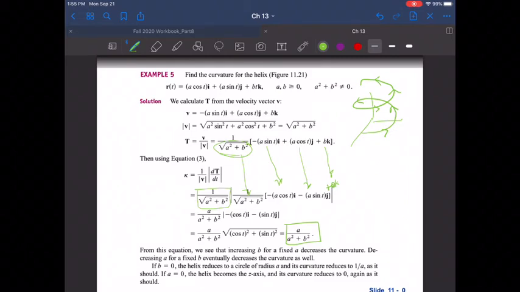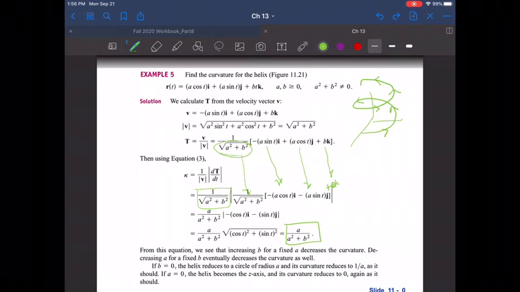All right, so from this equation, we see that increasing b for a fixed a decreases the curvature. And then decreasing a, so that's the radius of our circle, for a fixed b eventually decreases the curvature as well. If b equals 0, the helix reduces to a circle of radius a, and its curvature reduces to 1 over a. Because b would be 0, and you'd have a over a squared, which is just 1 over a, as it should. So good, that matches what we would expect.